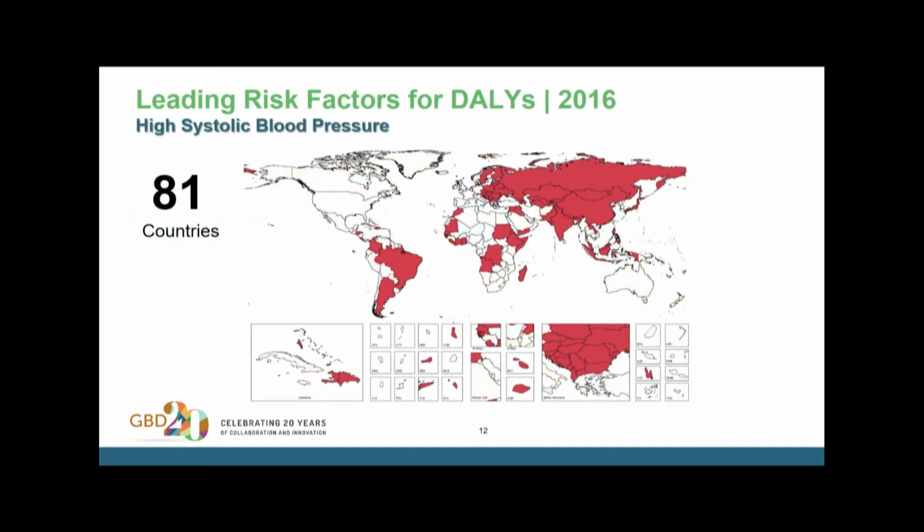The most common leading risk factor for dialysis across countries was high systolic blood pressure. In 81 countries, it was a leading risk factor for dialysis. In Asian countries, Central Asia, East Asia, South Asia, China, and also you can see that in Latin America, Brazil, it was the leading risk factor for dialysis.